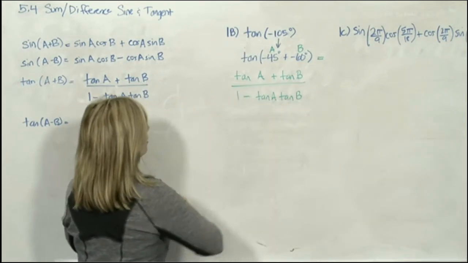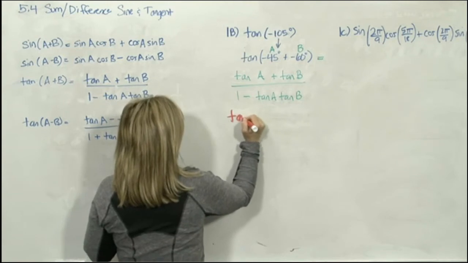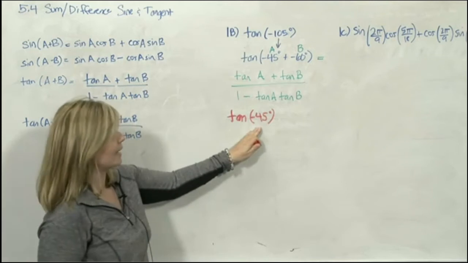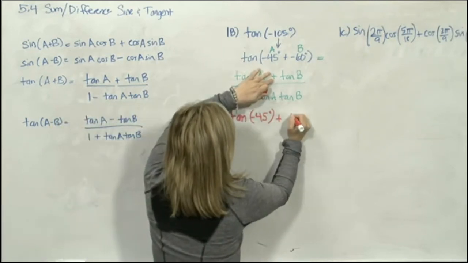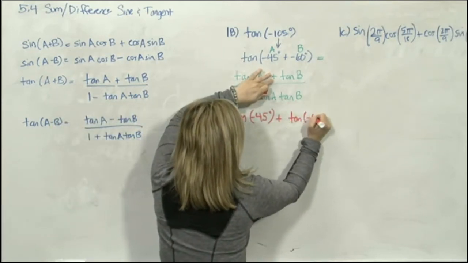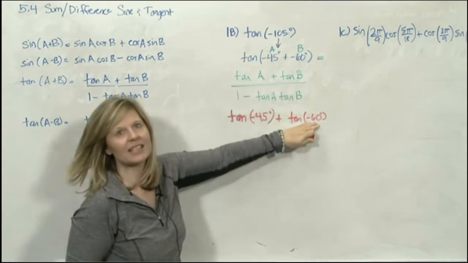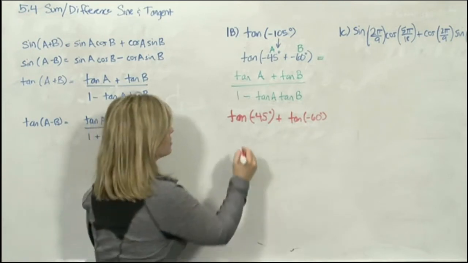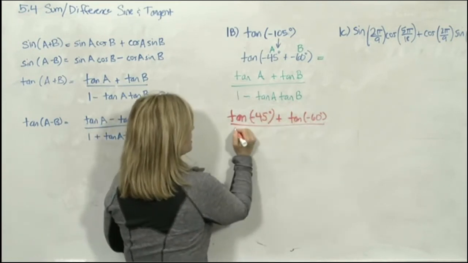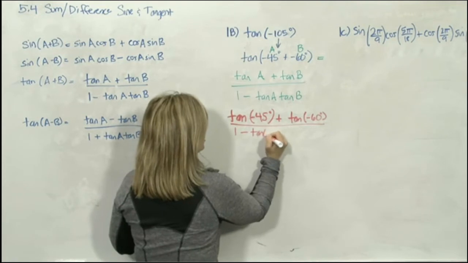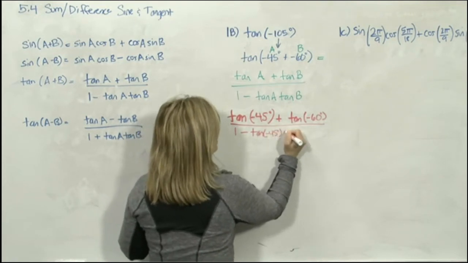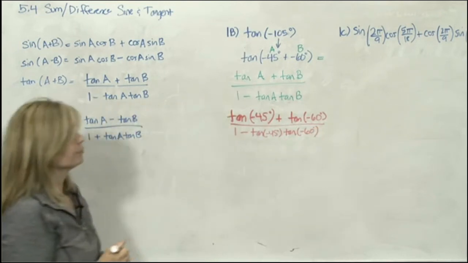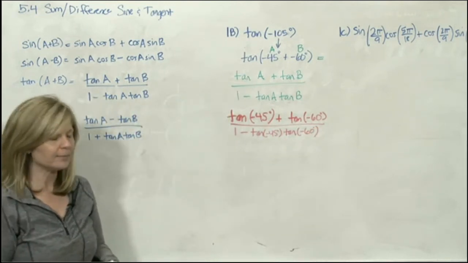So this is going to become the tangent of negative 45 degrees. I'm going to put that in parentheses to show it's an angle, plus the tangent of negative 60 degrees. I want to show that that's the angle. I do not want it to look like tangent minus 60 because that doesn't make sense. Then I'm going to substitute into my denominator 1 minus tangent negative 45 degrees times the tangent negative 60 degrees. So far, so good? Great.